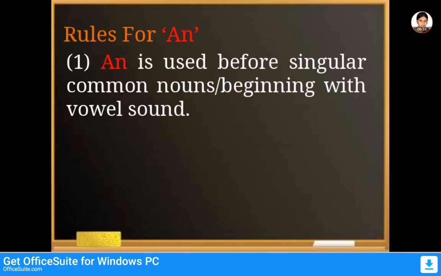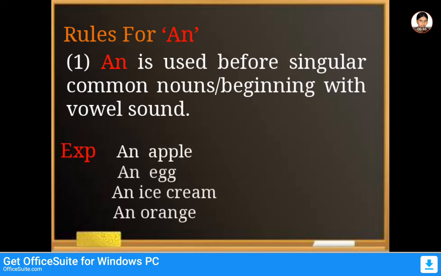Now let us see the rules for an. An is used before singular common nouns beginning with a vowel sound: an apple, an egg, an ice cream, an orange, an umbrella. Beginning with consonant sound.